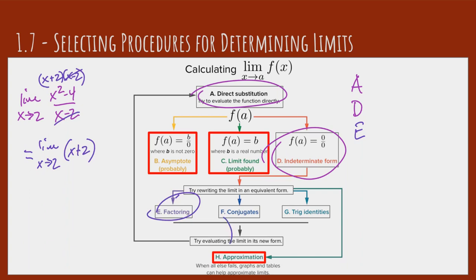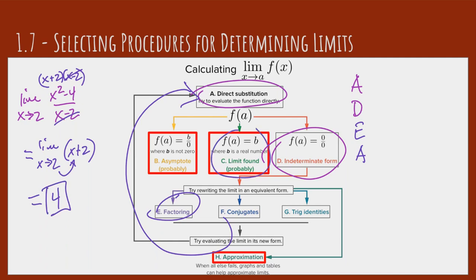Once I've done that, I go back to direct substitution. So I'm back on A, and I'm not done. I'm going to try direct substitution. I plug the 2 in for x, and I get 4. So I've got a limit that I found, so I'm on C. Remember, B, C, and H, the ones that are highlighted in red, this is getting a little sloppy here, sorry about that, but the ones highlighted in red are always going to be the last one. Make sure that you end on one of those where it says limit found, asymptote, or approximation.